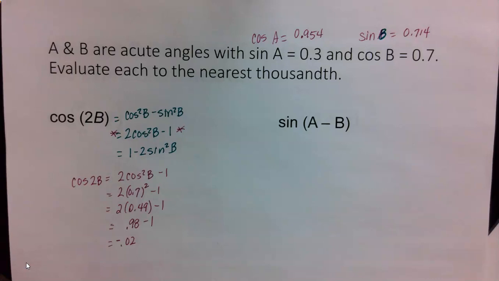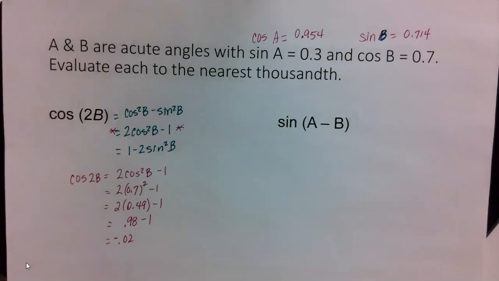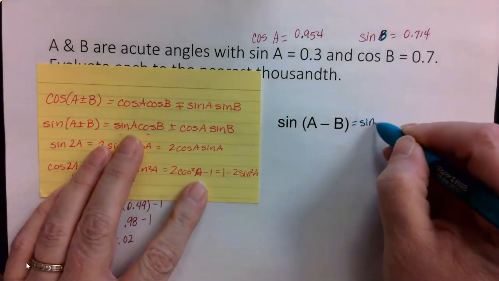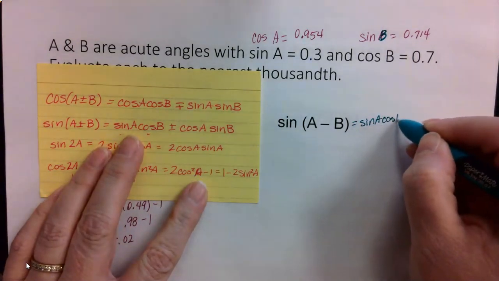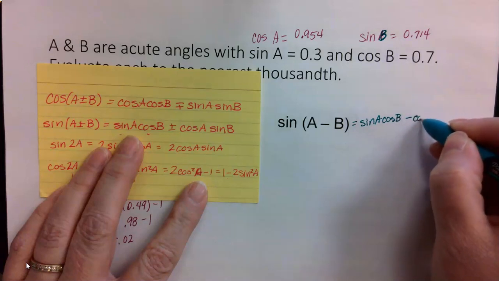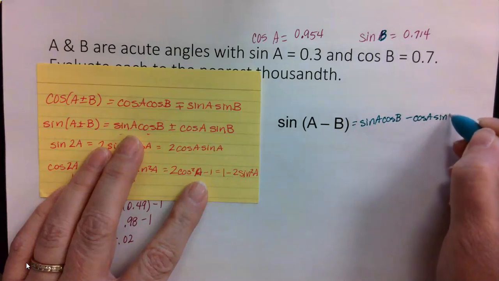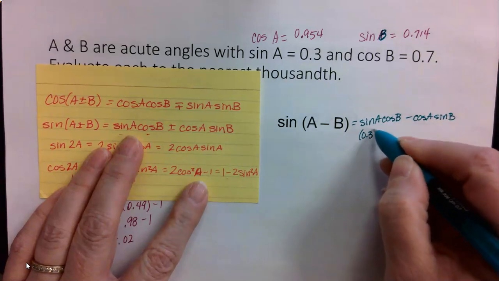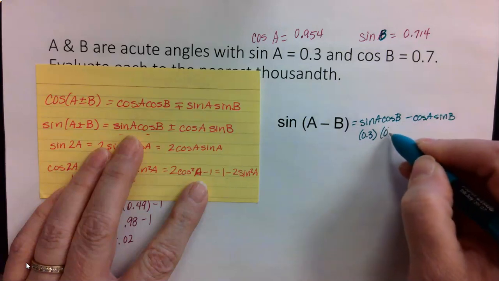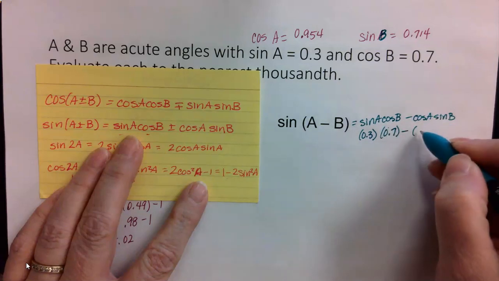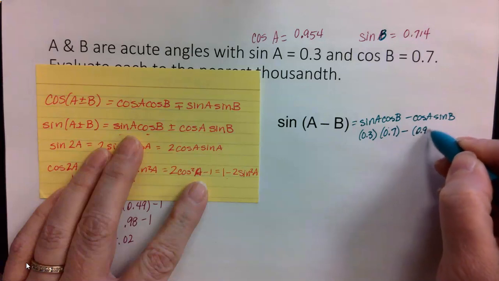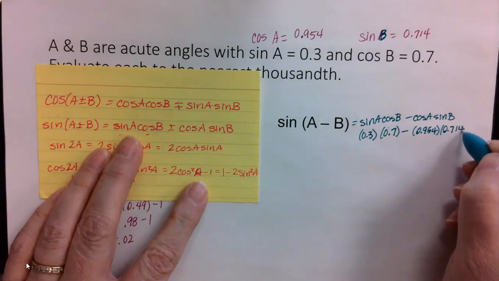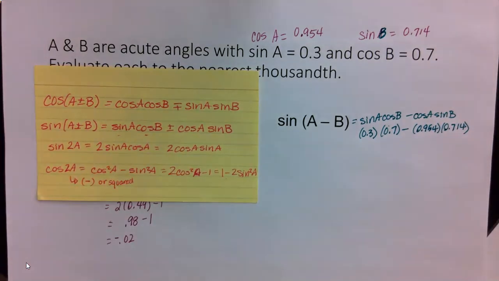Then the second one is the sine of A minus B, and again, I have that on my handy-dandy chart here. So I know that's going to be the sine of A cosine B minus the cosine of A times the sine of B. And again, I just substitute in. The sine of A was 0.3, the cosine of B was 0.7, minus the cosine of A was 0.954, times the sine of B, and then I type all that in my calculator.